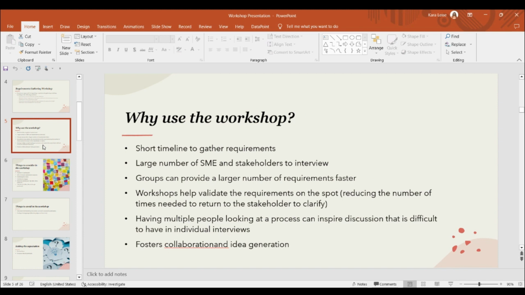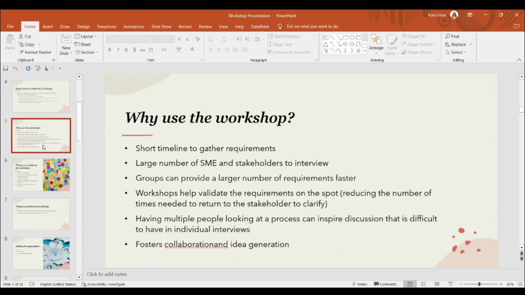We use workshops because it's a short time to gather requirements, right? You don't have a lot of time. You need to get this thing solved really quickly. You have a large amount of subject matter experts and stakeholders to talk to and to interview. If you were to go by one, it will really take a long time. Groups can provide a large number of requirements faster.